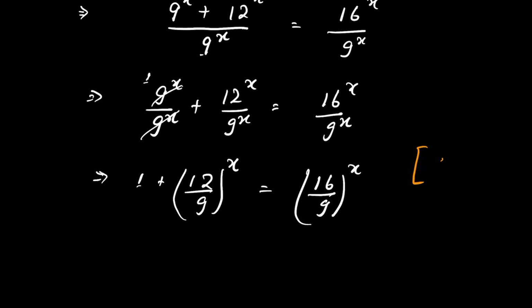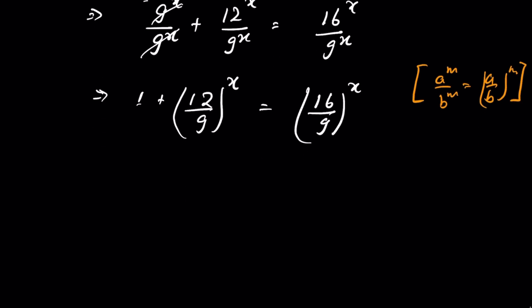rule of identity: if a to the power m upon b to the power m, then we can write (a upon b) whole to the power m. So using this identity we have written here. Now 1 plus, let's reduce this fraction. 3 times 4 is 12 and 3 times 3 is 9. So this is (4 upon 3) whole to the power x equals to 16 upon 9.